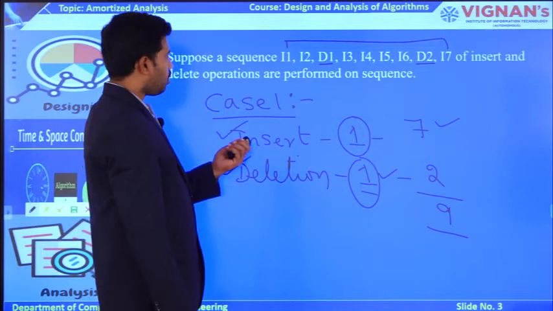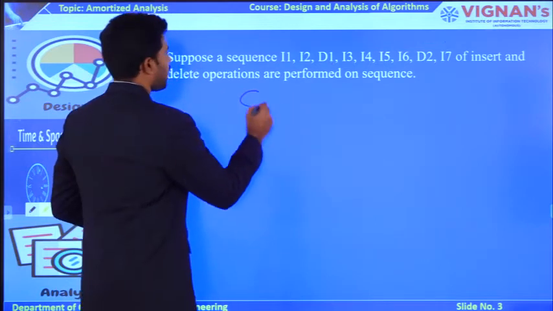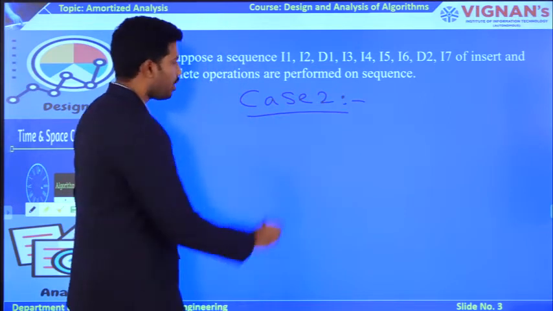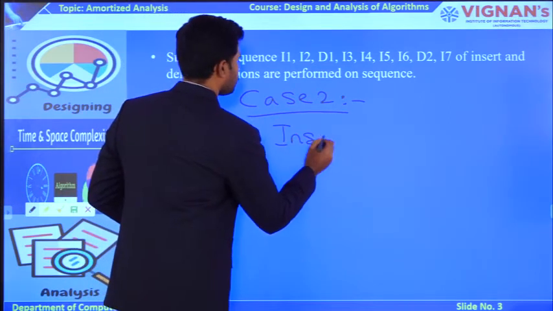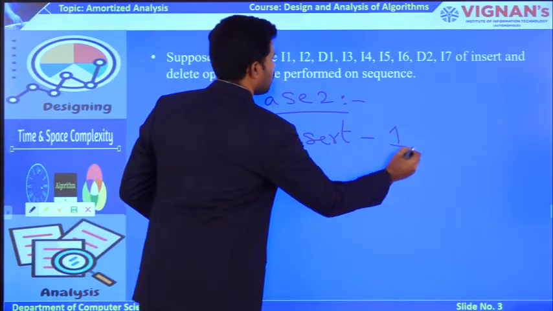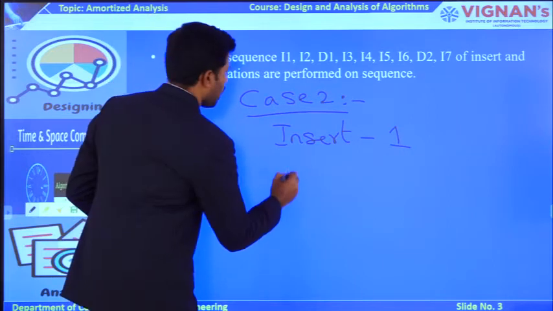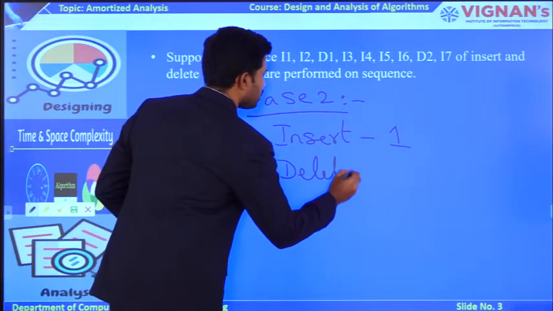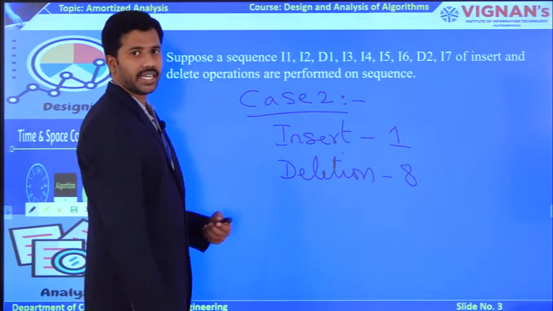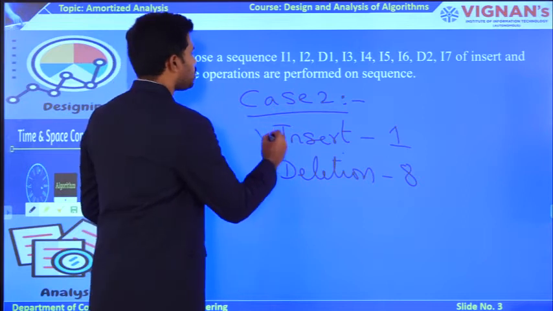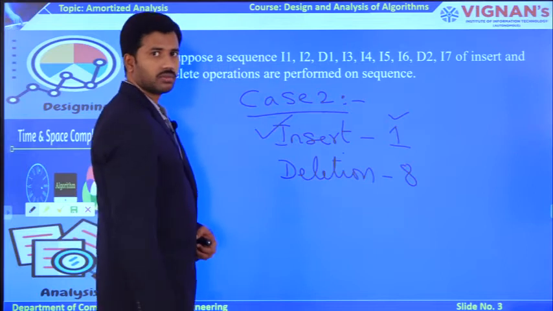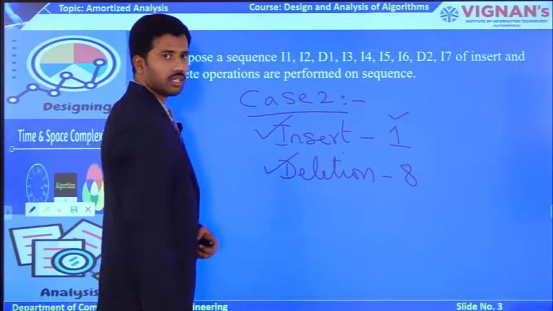Okay. Now, you try to observe the next case. In case number 2, I am assuming that the insertion operation takes only 1 cost, but the deletion operation takes the worst case, 8. So to apply an insertion operation, the cost is only 1, but for the deletion operation, the cost is 8.